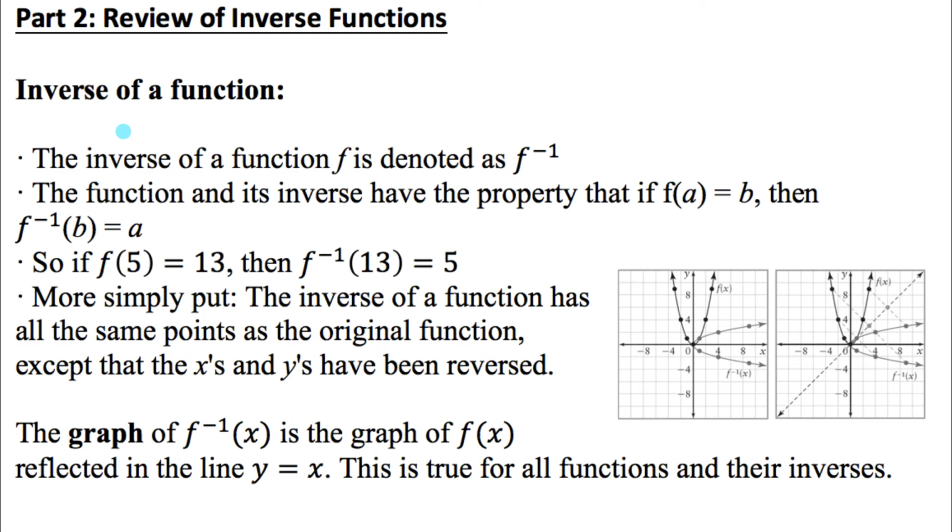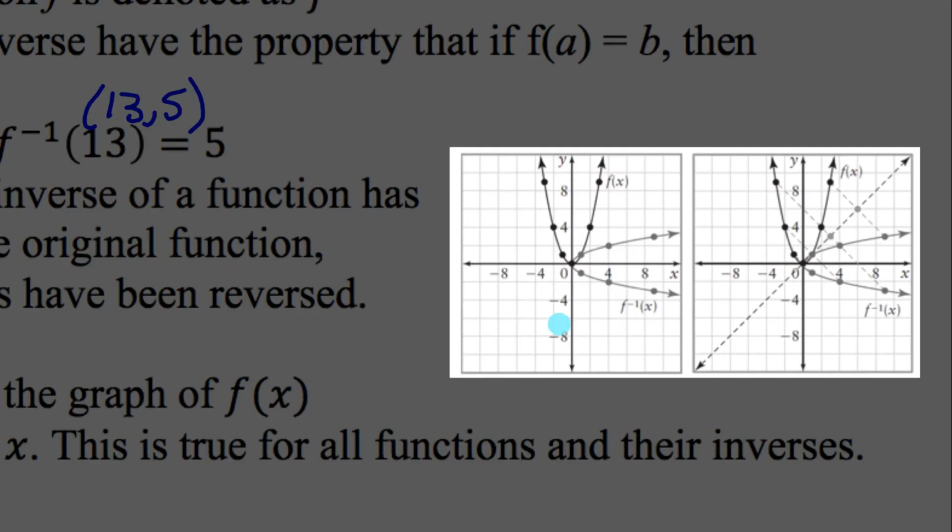And what do you remember about inverse functions? Inverse functions have their x and y coordinates reversed. So if f at a equals b, that means the inverse function at b equals a. More simply put with numbers, if on the original function you have the point (5, 13), that means on the inverse function you would have the point (13, 5). They just have all their x and y coordinates switched with each other. And if we look over here, I have the graph of a function and its inverse. Notice that those functions are symmetrical about this diagonal line y equals x.